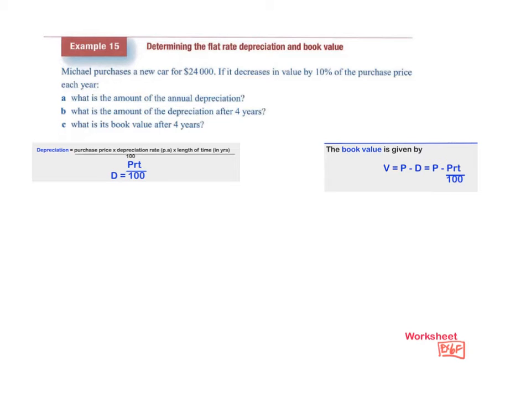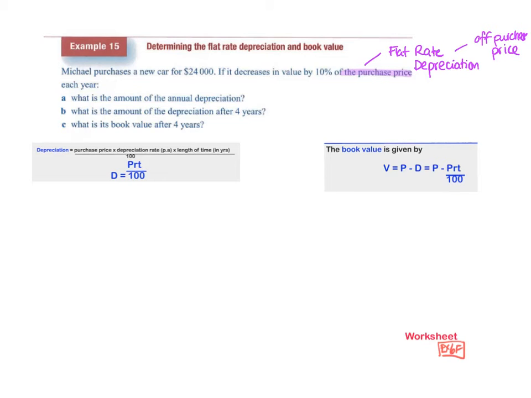Okay, so here's an example. Michael purchases a new car for $24,000. If it decreases by 10% off, that should say of the purchase price. When it says of the purchase price, that is a way of saying flat rate depreciation. You're going to have to be able to pick that up, because when we get other types of depreciation, you need to be aware. Flat rate is always off the purchase price, so we're going to take note of that.